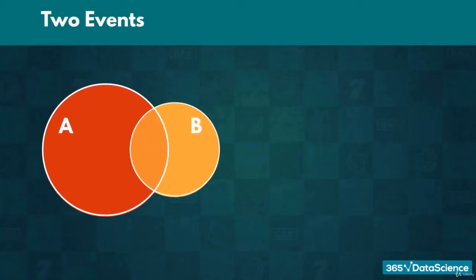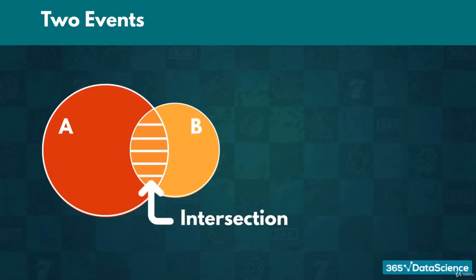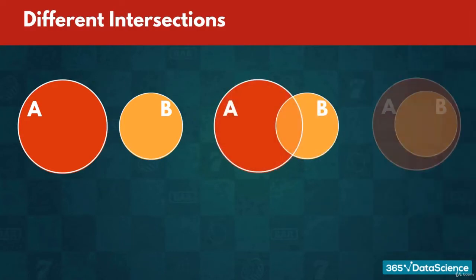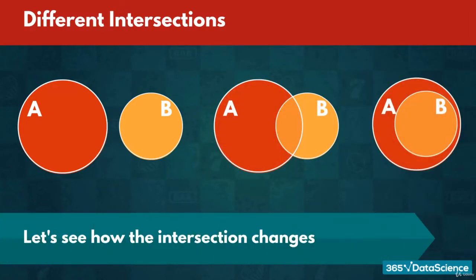When we want both A and B to happen at the same time, we are talking about their intersection. Graphically, the intersection is exactly as the name suggests, the area where these events intersect. It consists of all the outcomes that are favorable for both event A and event B simultaneously, as we denote it as A intersect B. Let us look at the examples we went over in the last lecture and see how the intersect changes.